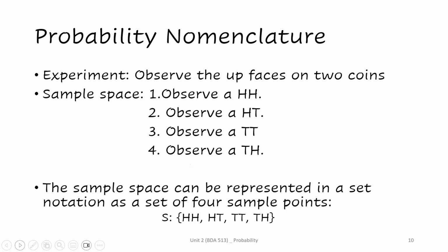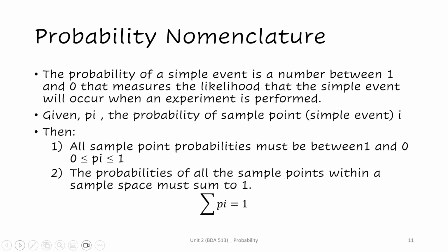Same with observing 2 coins. The sample space, remember, could be head head, head tail, tail head, or tail tail. This is how you write it in set notation.